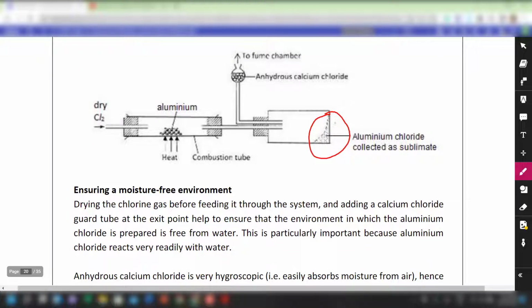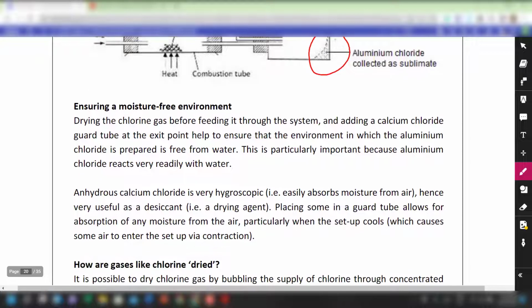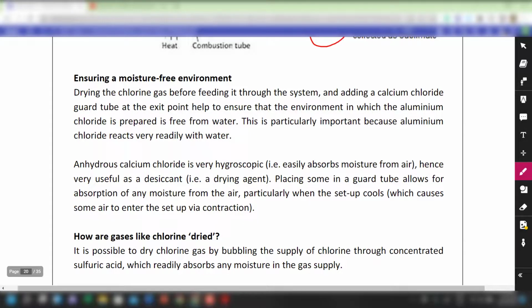It's important for you to ensure that the chlorine introduced is free of water, which means it should be dry. The reason is we don't want our aluminium chloride to hydrolyze in the presence of moisture. Do take note that anhydrous calcium chloride is very hygroscopic, so you place some in the guard tube so as to allow absorption of any moisture from the air, particularly when the setup cools. How are gases like chlorine dried?